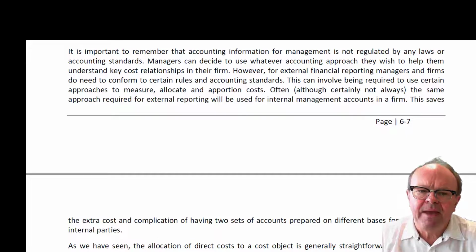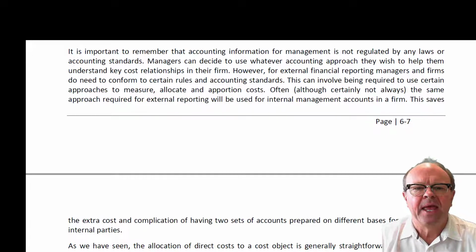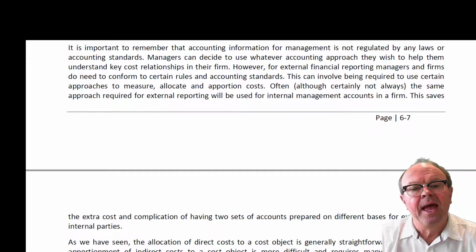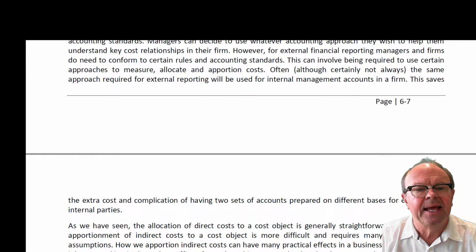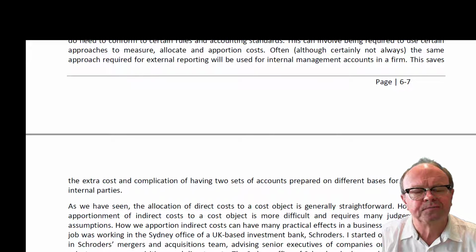It is important to remember that accounting information for management is not regulated by any laws or accounting standards. Managers can decide to use whatever accounting approach they wish to help them understand key cost relationships in their firm. However, for external financial reporting, managers and firms do need to conform to certain rules and accounting standards. This can involve being required to use certain approaches to measure, allocate, and apportion costs.